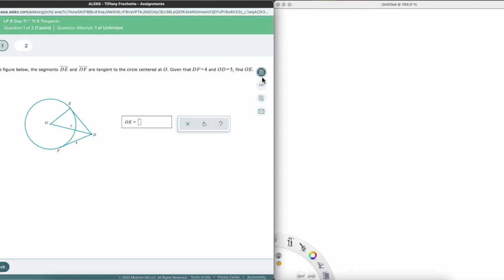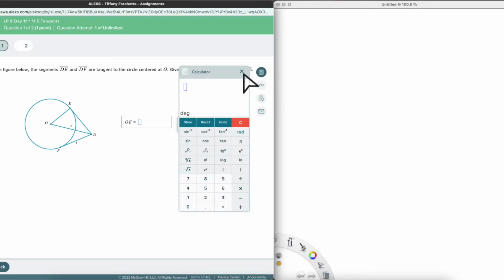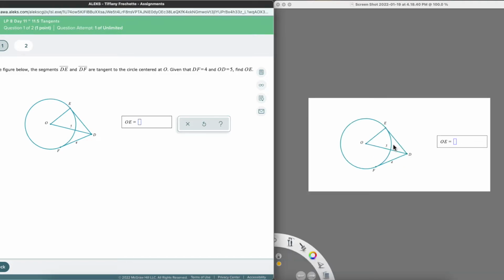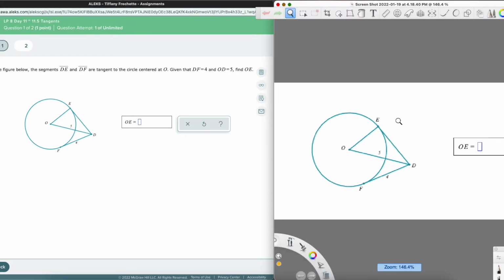All right, so let's go ahead and apply these properties of tangents. So we have, oops, I didn't mean to open the calculator. So we have circle O, and actually I'm just going to be a little bit lazy here. I don't want to have to draw this whole thing, so I'm going to just copy it and drag it on over here because that'll be a little easier, I think. Okay, and we'll zoom in on this a little bit.